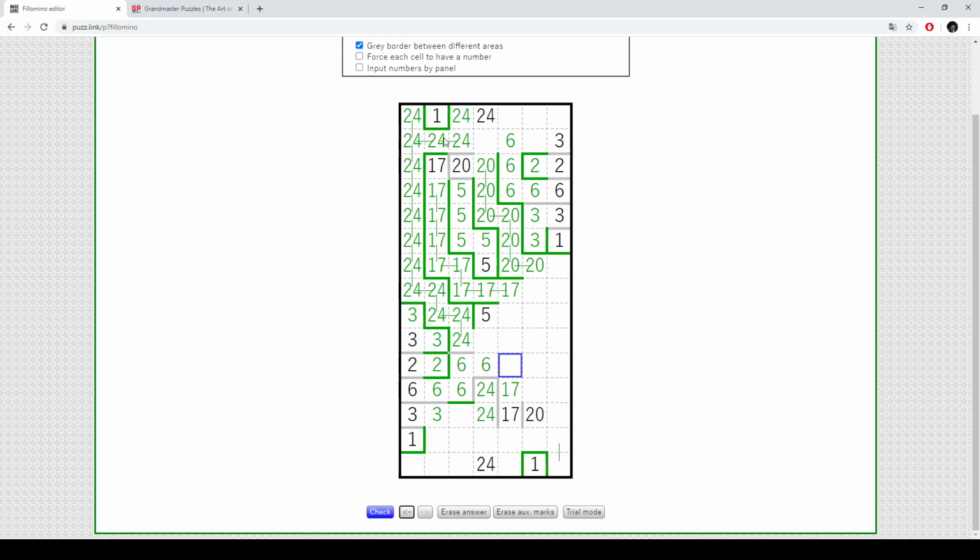Well, we've got 1, 2, 3, 4, 5, 6, 7, 8, 9, 10, 11, 12, 13, 14, 15, 16. That would be 17, 18, 19. Oh, well, actually, it just cuts off the 24, doesn't it? Didn't even notice that. That's an even easier deduction. We don't want to cut off the 24. This 24 has to go that way.